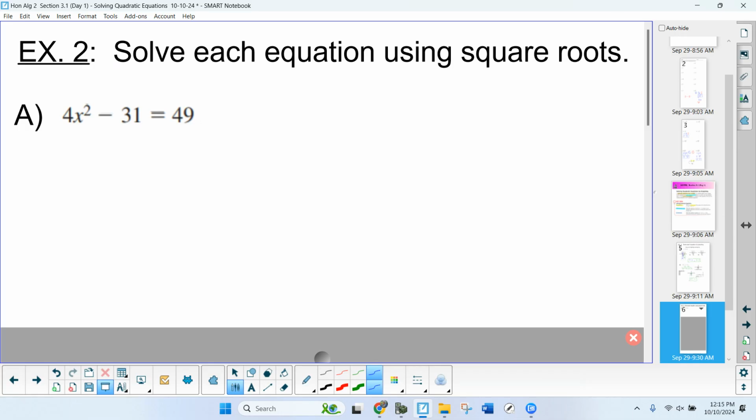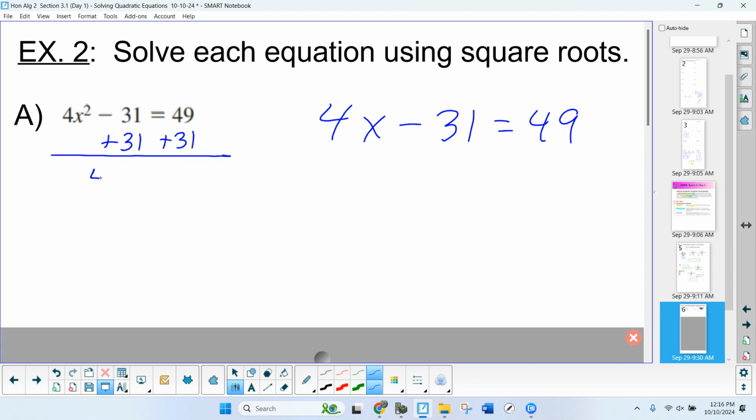What would you do if I gave you this equation and I told you to solve for x? Add 31. Yeah, so what are you going to do here? Add 31. When you add 31, what do you have left? 4x squared equals 80. Okay, now we still want to get the x squared by itself, so what are you going to do now? Divide by 4. Now you see it. So now you get x squared equals what? 20.